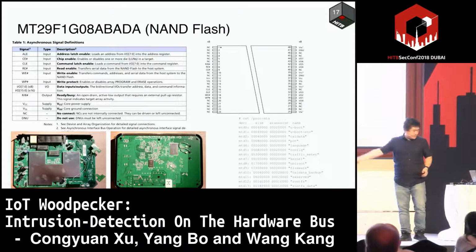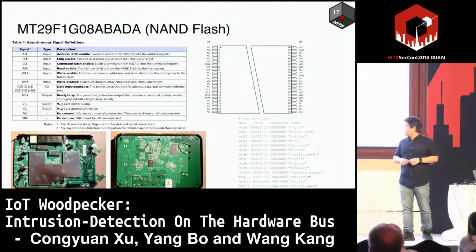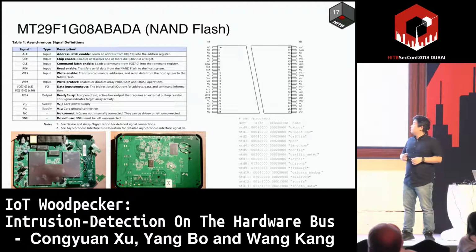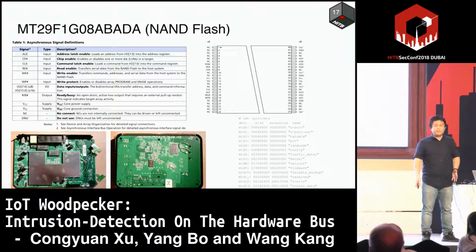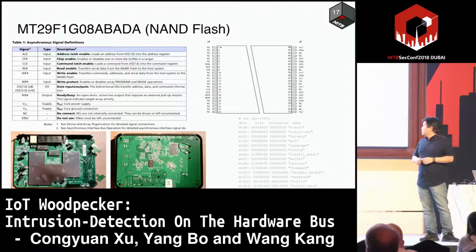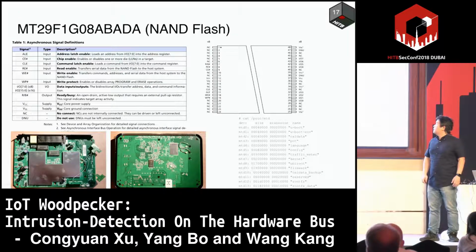Actually, the picture is the device here. It's commercial off the shelf. It's a router, a wireless router. So the NAND flash is another story. It has different pins, a lot more pins than the simple SPI flash. So we will give a live demonstration later.